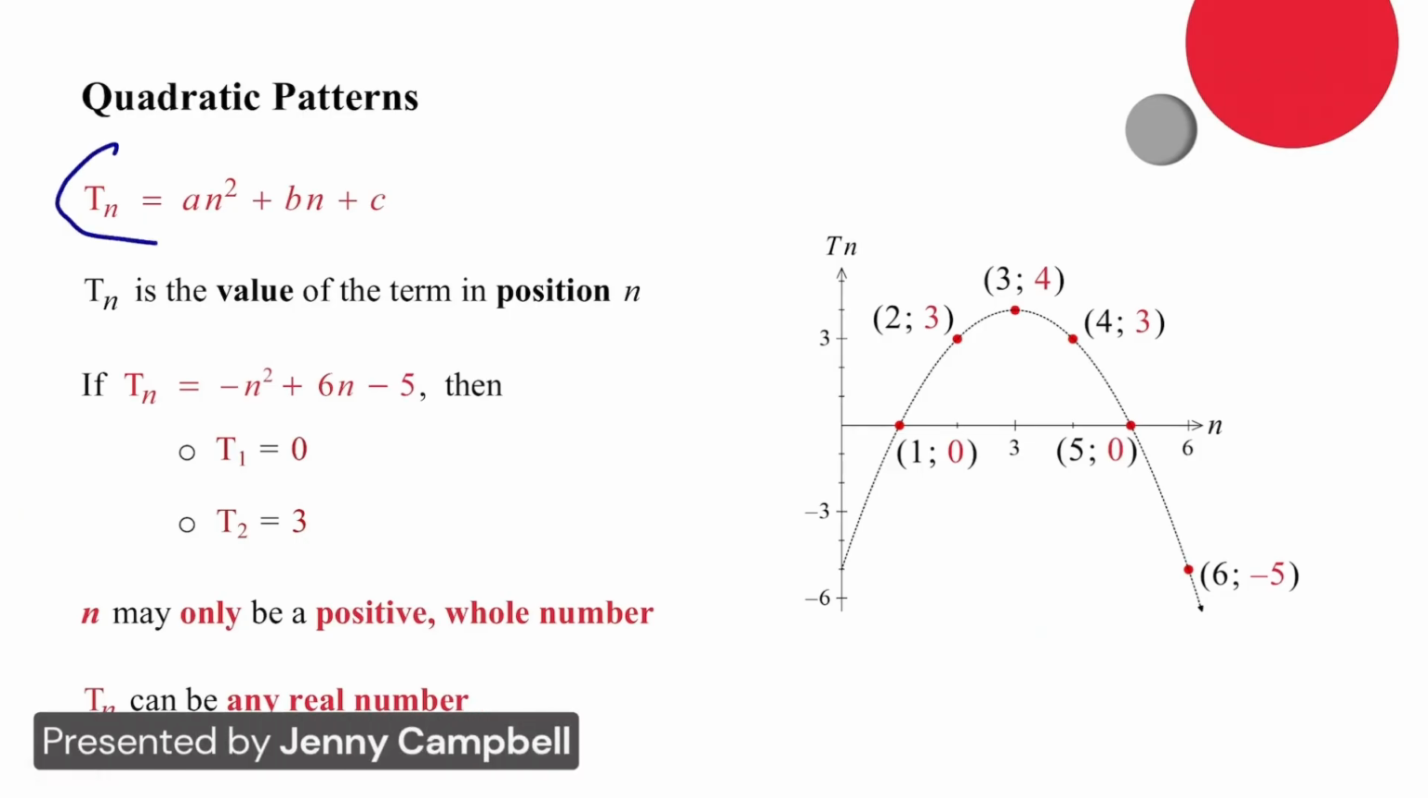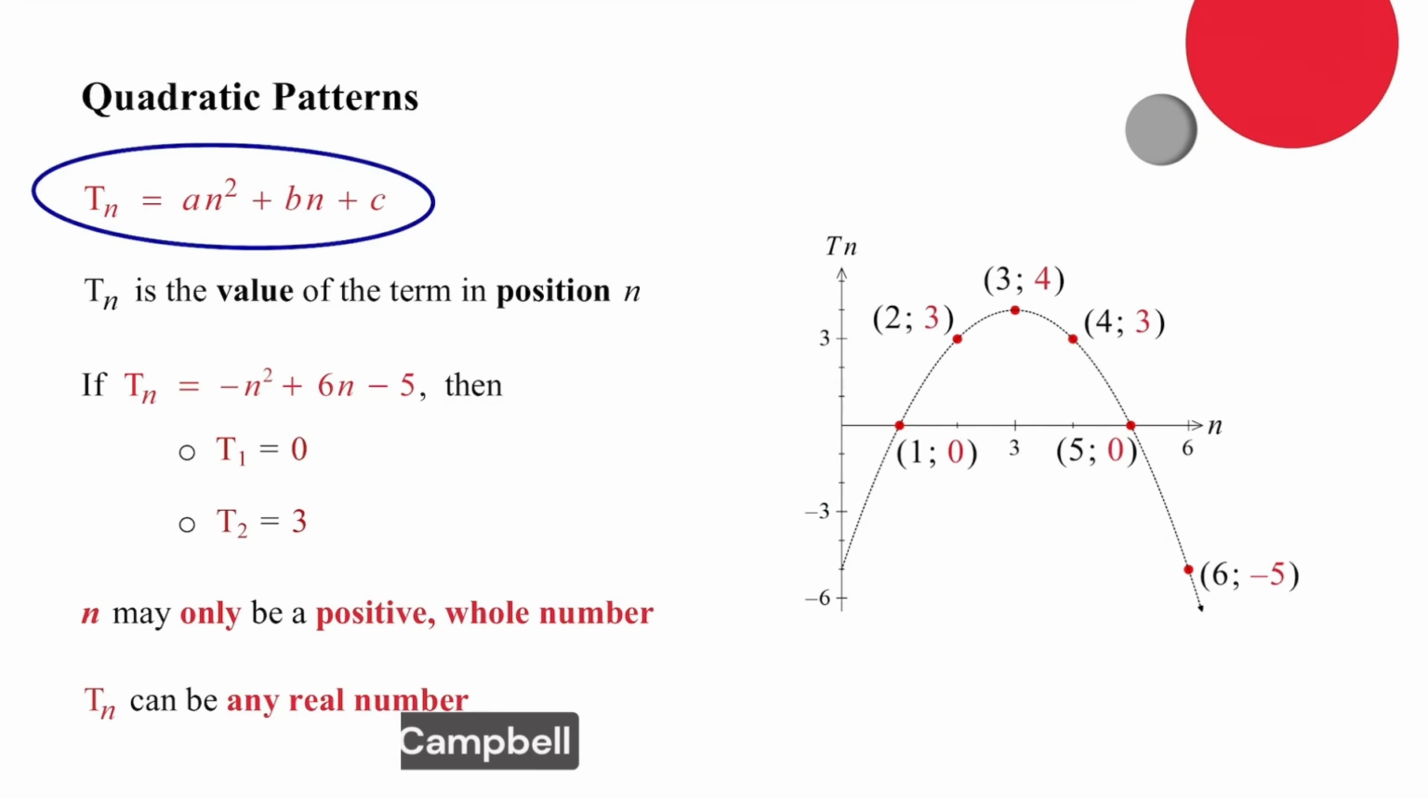The general formula for a quadratic pattern is very similar to the general formula for a parabola. In this particular case, we are working with a quadratic pattern given by the formula minus n squared plus 6n minus 5. That means that if we plot the points associated with this pattern, we will have a parabolic curve with a maximum value.